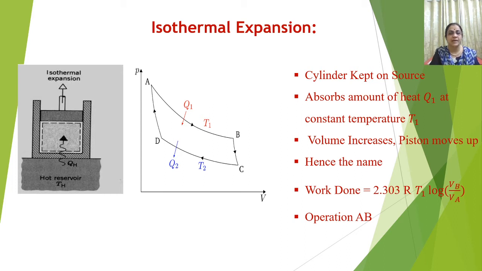For 1 mole of a gas, the work done is given by 2.303 RT1 log of final volume upon initial volume. So in this operation, final volume is VB and initial volume is VA. So we can write work done as 2.303 RT1 log VB upon VA.